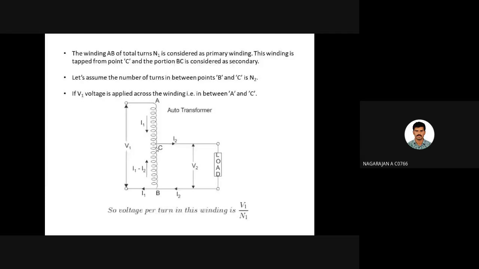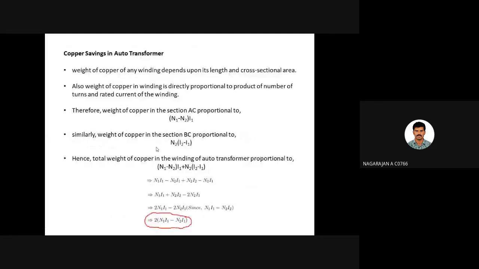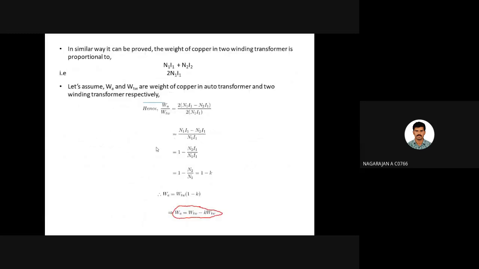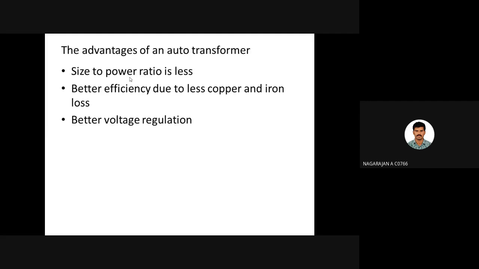Similar to all other electrical machines, the auto transformer also works under mutual inductance, that is, Faraday's law of electromagnetic induction principle. And we derived an equation for copper saving in an auto transformer, which gives how much amount of copper is saved. These are the advantages of auto transformer: size to power ratio is lesser, it has better efficiency, and it has better voltage regulation. And these are the applications.